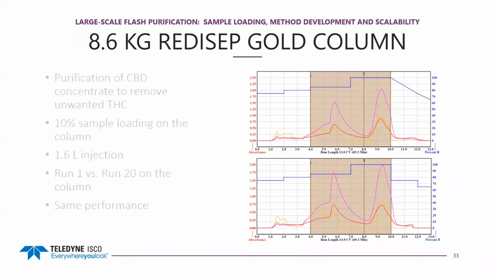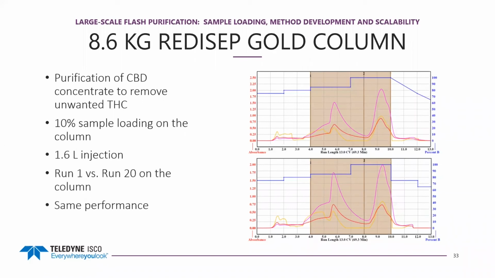This is just an example of our 8.6 kilogram REDISEP Gold column, to show the performance of it over multiple runs and the consistency. This is an application of the purification of CBD concentrate to remove unwanted THC. What they're really interested in here is the first fraction that's highlighted between 1 and 2. That's their CBD fraction. This is a 10% sample loading on the 8.6 kilogram Gold C18 column.